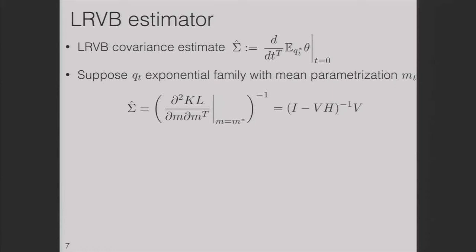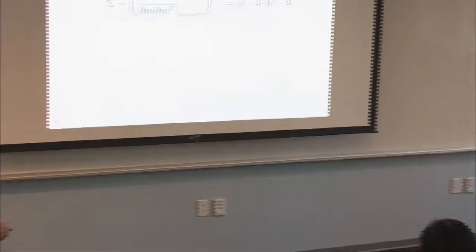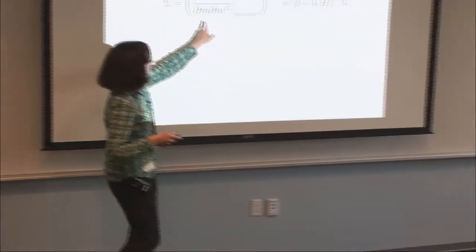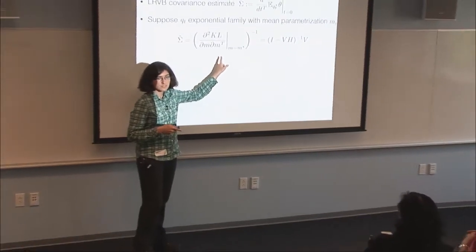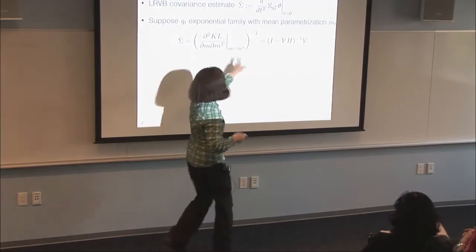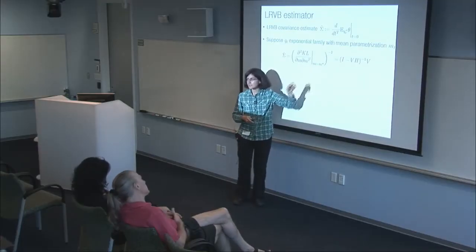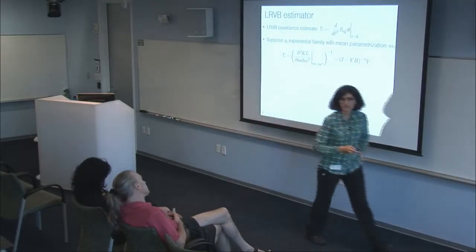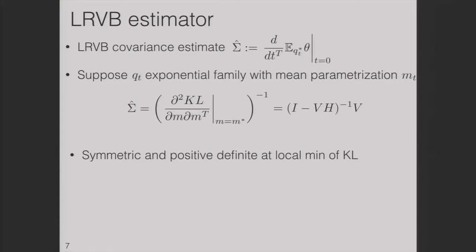Why is this not symmetric? So it will be symmetric in the end, and you can tell that because this is the second derivative of the KL. It's not as easy to see from this formula, but it's very easy to see from this formula. So it's a valid covariance. It's both symmetric and positive definite so long as we're at a local minimum of the KL. Yeah, these would be concerns.